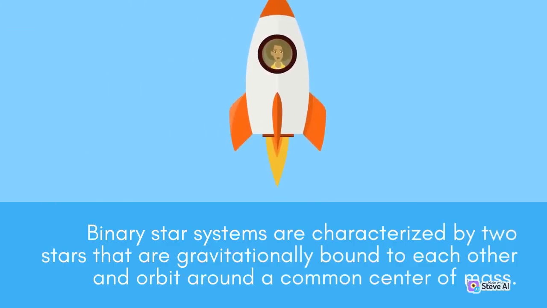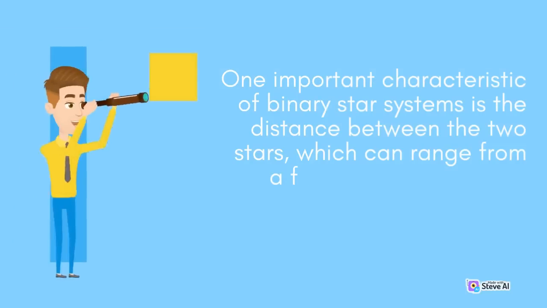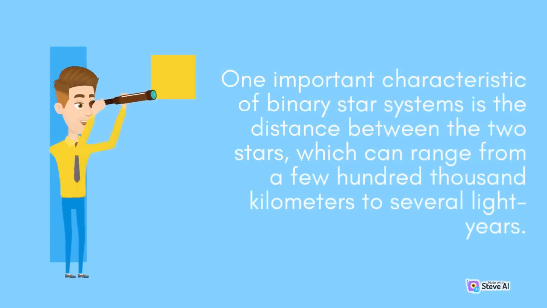Binary star systems are characterized by two stars that are gravitationally bound to each other and orbit around a common center of mass. They can have a variety of characteristics depending on the masses and distances between the stars. One important characteristic of binary star systems is the distance between the two stars, which can range from a few 100,000 kilometers to several light-years.